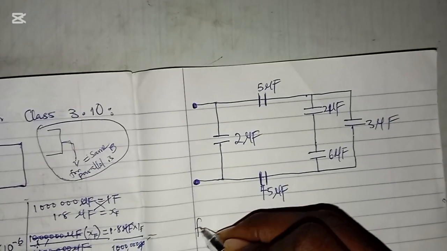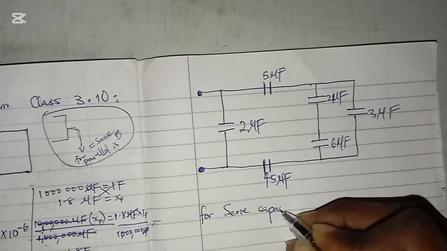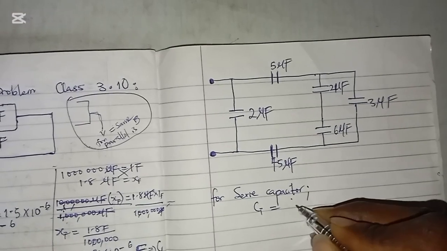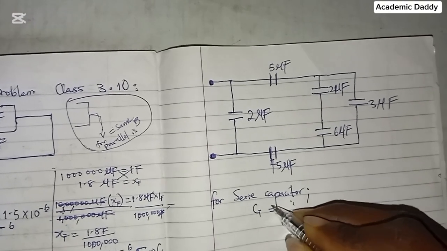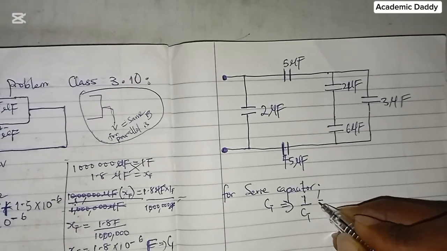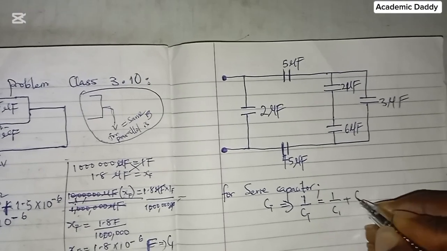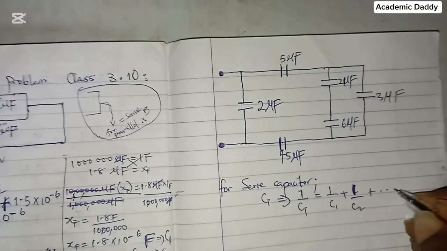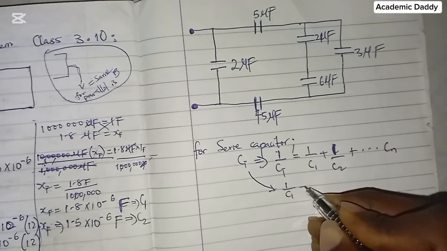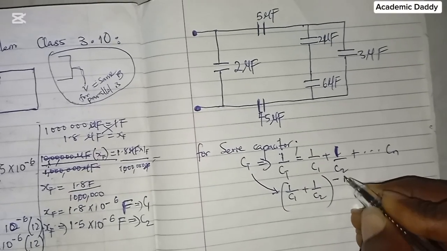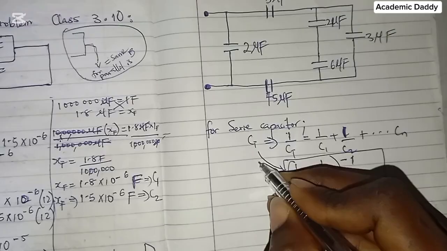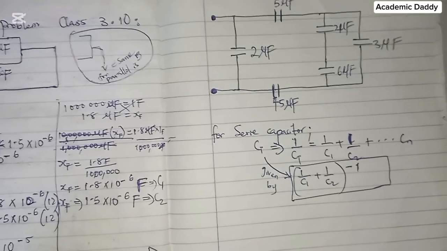The two things you need to have in mind are, for series capacitors, the total capacitance is given by 1 over CT equals 1 over C1 plus 1 over C2, plus so on for any number of capacitors, which means that CT is given by (1 over C1 plus 1 over C2) all raised to the power minus 1. You need to note this.